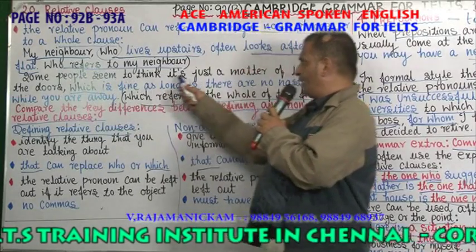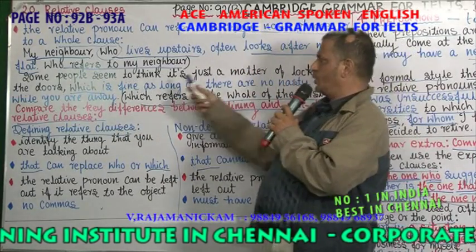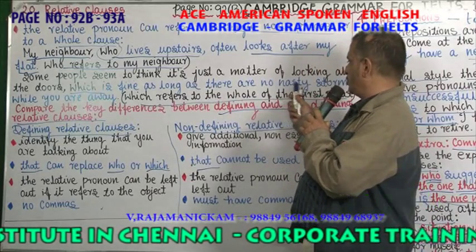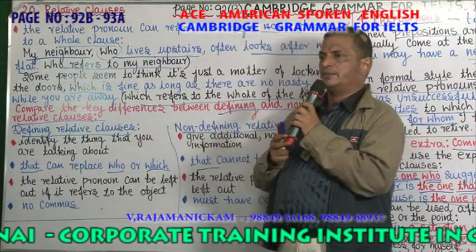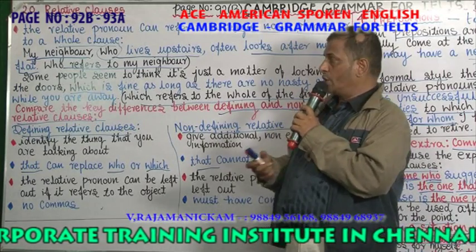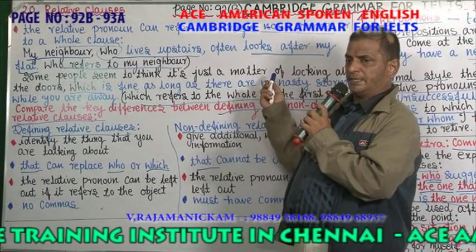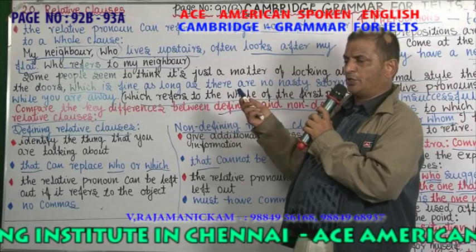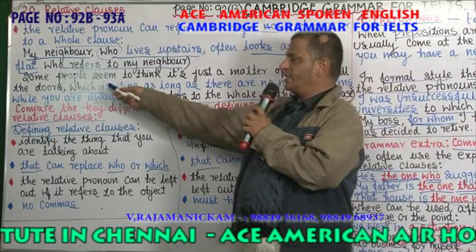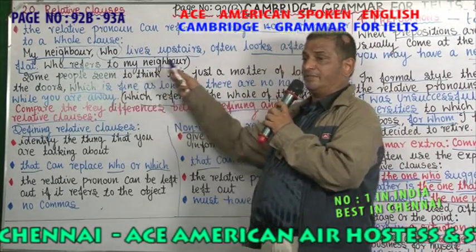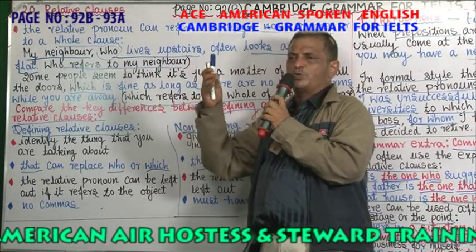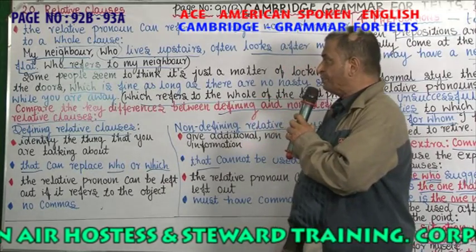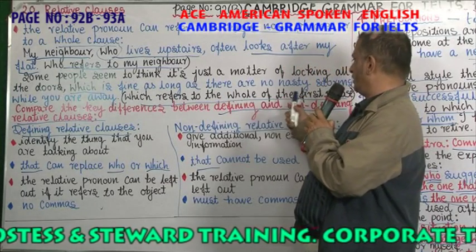Some people seem to think it is just a matter of locking all the doors, which is fine as long as there are no nasty storms. வீட்டை எல்லாம் பூட்டிட்டு போகணும்னு நினைக்கிறாங்க. எல்லாம் பிரமாதம், அது புயல் அடிக்காத வரைக்கும் சரி. ஸோ இந்த வீட்டை பூட்டியிருப்பது, கதவுகளை பூட்டி செல்வது, which is fine. இந்த which வந்து வீட்டை பூட்டி கதவை சாத்தி செல்வதை பற்றி ஒரு வாக்கியத்தையே சுருக்கி whichல பயன்படுத்துகிறோம். So which refers to the whole of the first phrase.